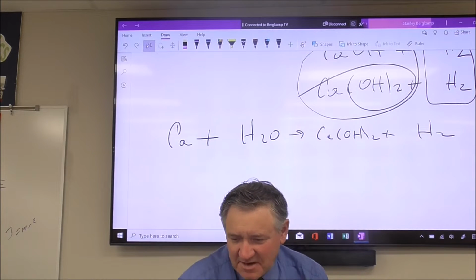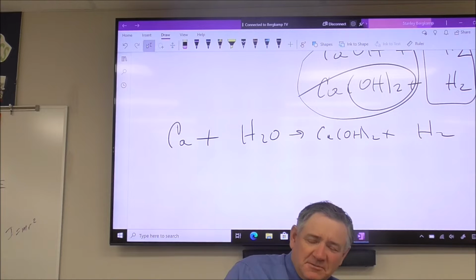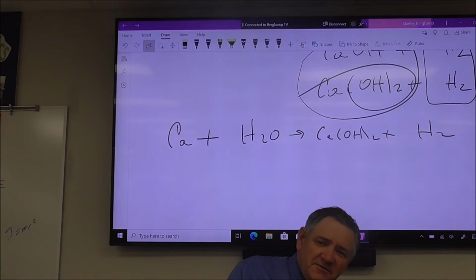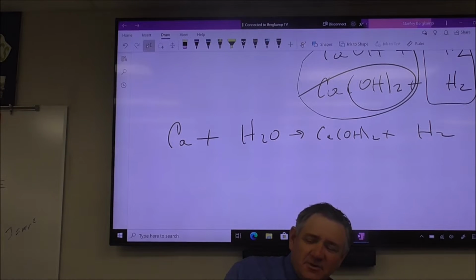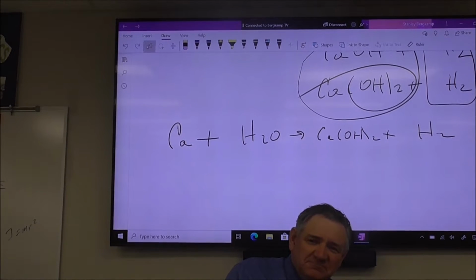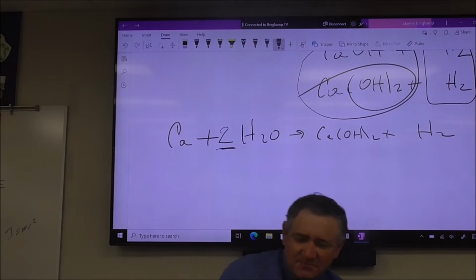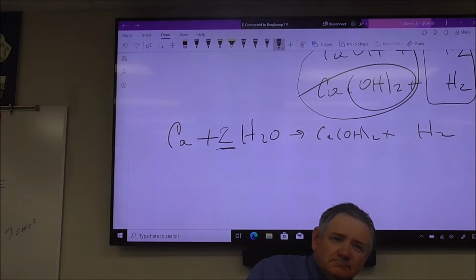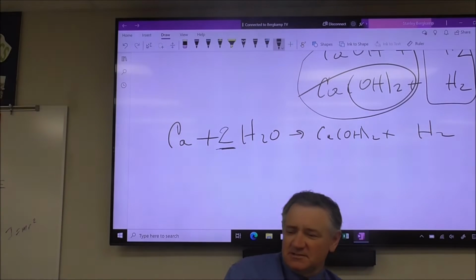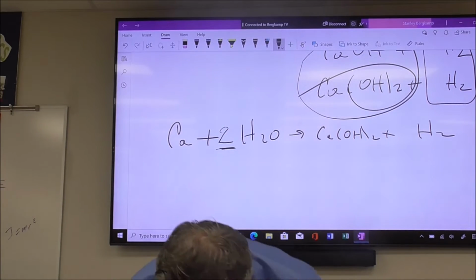Carter Smith, how many hydrogens do I have on the right side? On the product side? 4. How many do I have on the reactant side? 2. Now what am I going to do? Change it to H4O? No, horrible form. What am I going to do? And what do we call that, a coefficient or a subscript? Coefficient. Beautiful. Now is it balanced? Yeah. 4 hydrogens, 4 hydrogens. 2 oxygens, 2 oxygens. Life is good.